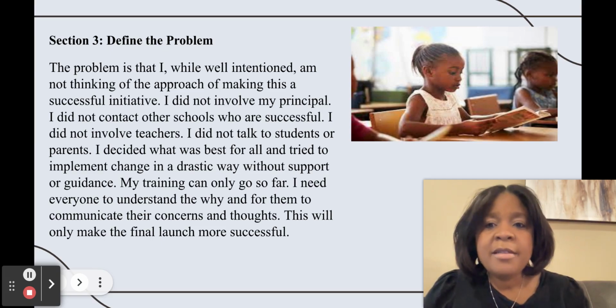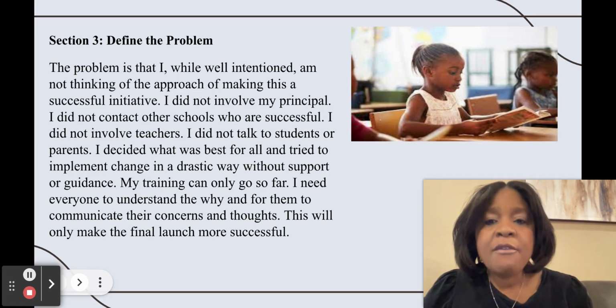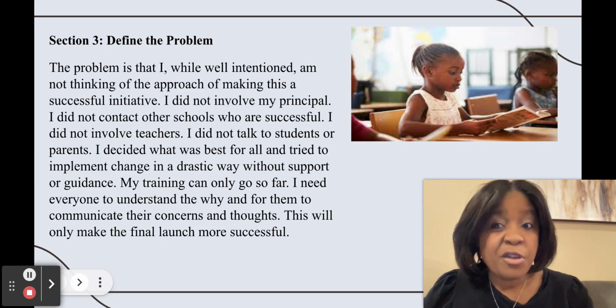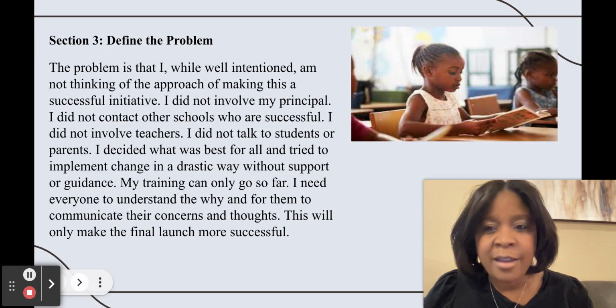Section 3, define the problem. The problem is that I, while well-intentioned, am not thinking of the approach of making this a successful initiative. I did not involve my principal. I did not contact other teachers who are successful in this area. I did not involve teachers. I did not talk to students or parents. I decided what was best for all and tried to implement change in a drastic way without support or guidance.